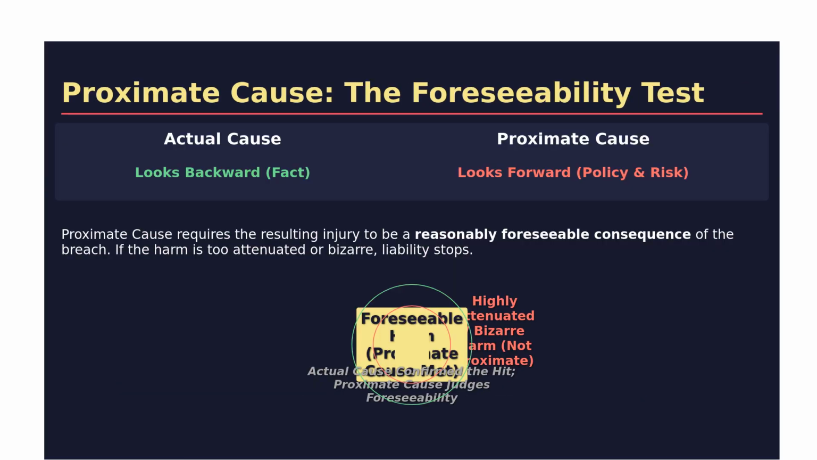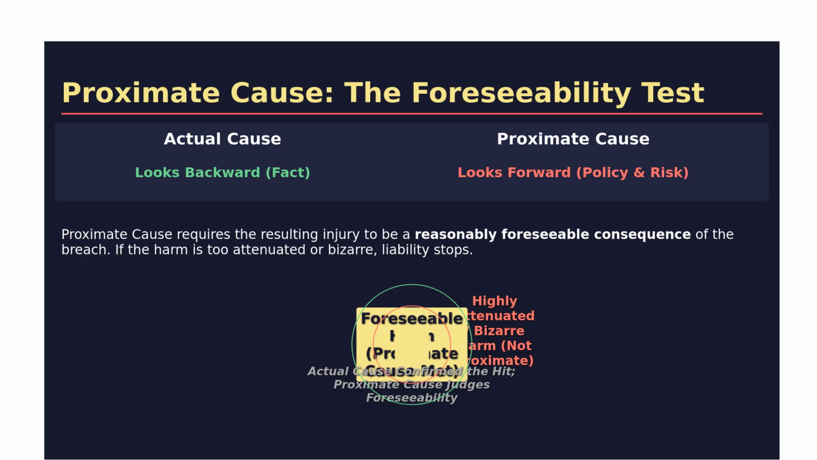We establish that actual cause looks backward factually. Proximate cause, conversely, looks forward, focusing entirely on the scope of risk created by the defendant's breach. The central requirement here is foreseeability. For liability to attach, the resulting injury must be a reasonably foreseeable consequence of the defendant's negligent act.